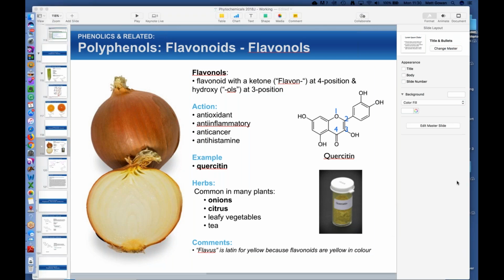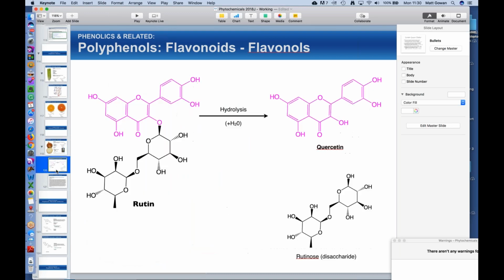Someone's asking, why does sage work for menopausal hot flashes? I don't know, and I do recommend sage, like garden sage, for women with menopausal hot flashes, and I have no idea what the mechanism is.